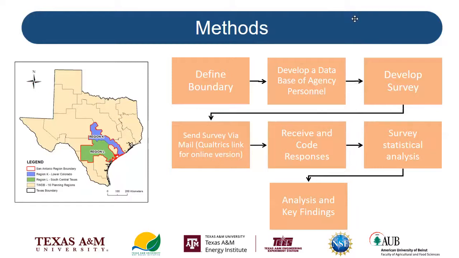Next, I sent this questionnaire survey via online and in mail. And once the responses were received, the answers were coded and were used for statistical analysis. We identified 280 water authorities, and we came back, we had about 80 responses who sent back. So it was about a 25% response rate.